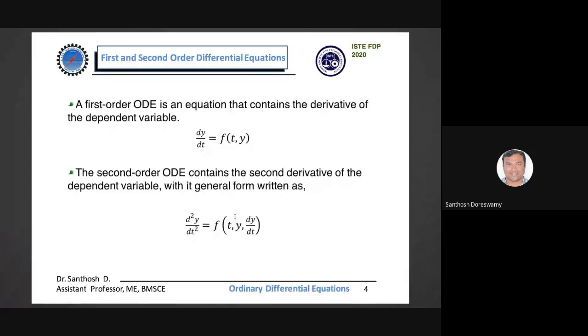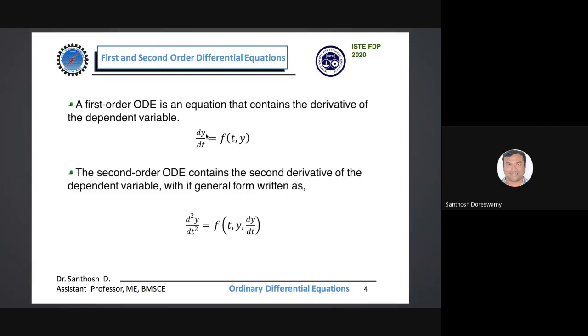Suppose you consider a differential equation of the form dy by dt as a function of time and y, where y is the dependent variable and t is the independent variable. Now, if you take dy by dt is equal to a function of t comma y, I might have any function of t comma y. It can be an algebraic function, a polynomial in t and y, a trigonometric function, a hyperbolic function, so on and so forth. In general, a transcendental function.